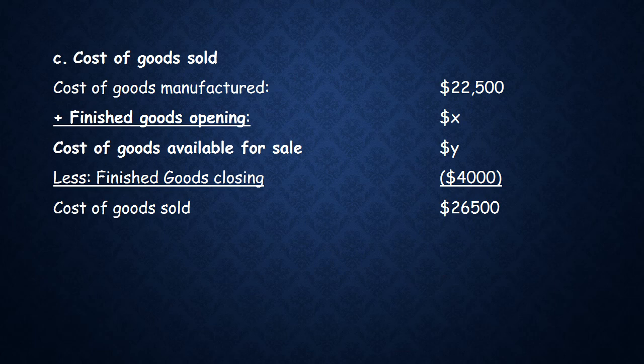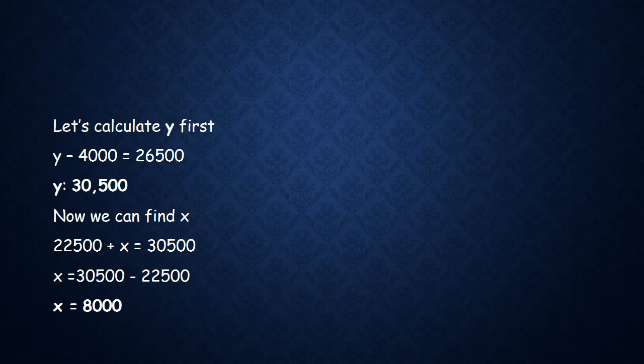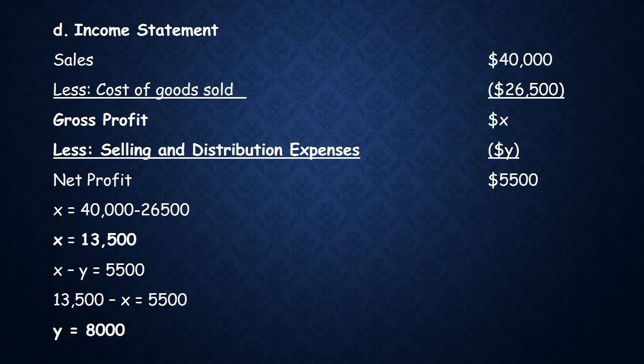First of all, we are going to calculate y by writing it in the formula of the type y minus 4,000 is equal to 26,500. You can see how it's done here. Now to find x, you are going to write 22,500 plus x is equal to 30,500 as per the formula or the format in the previous screen.